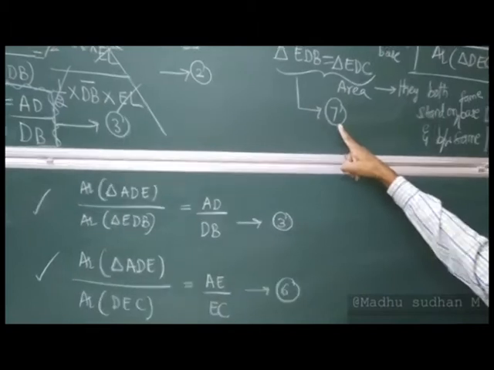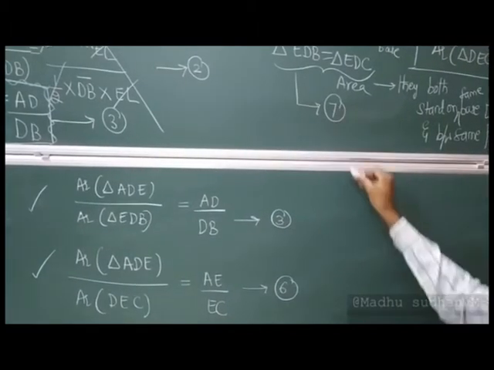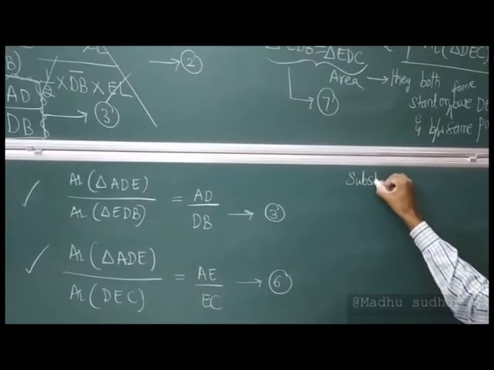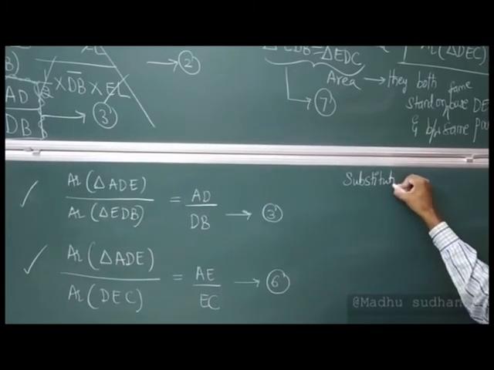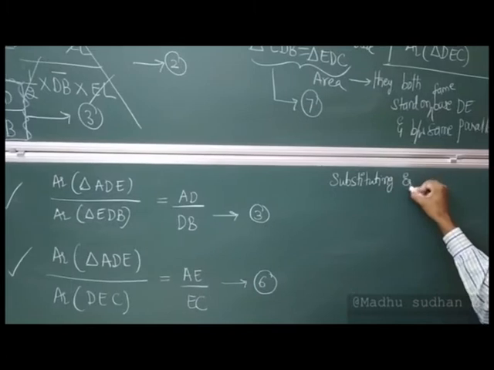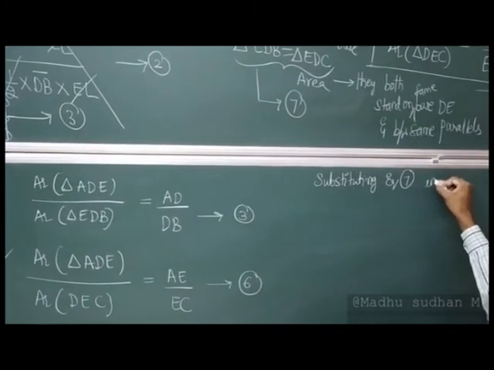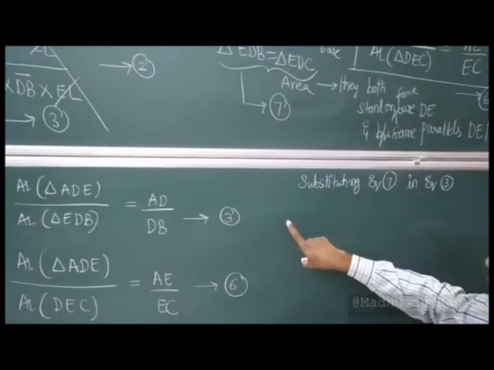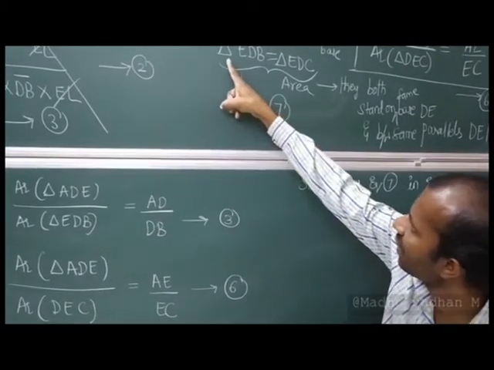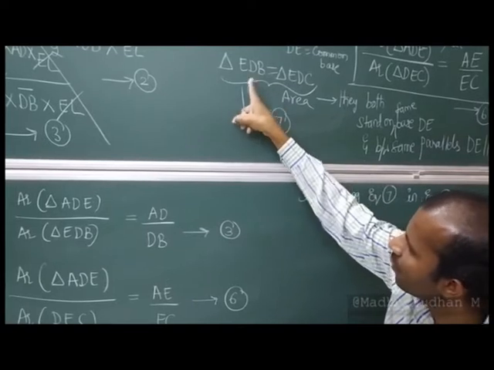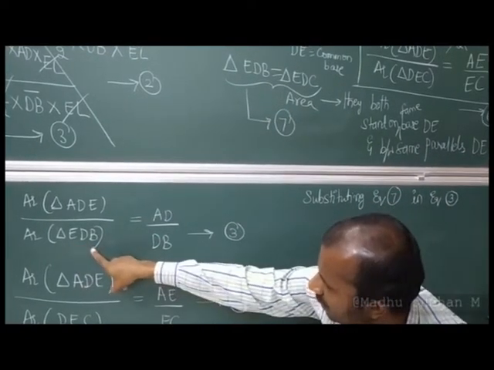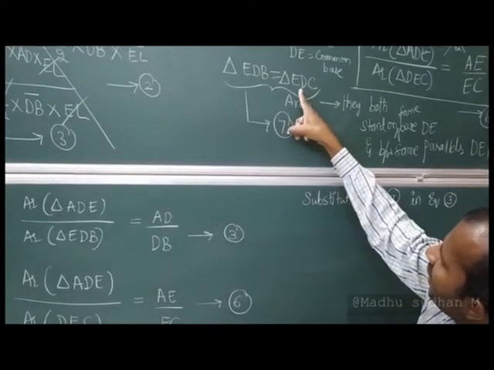So now let us replace this equation 7. Let me write substituting, the better word I think, equation 7 in equation 3. Please understand here. Wherever we find the triangle EDB, you can find this triangle EDB here, right? This area of triangle EDB is replaced by EDC now.